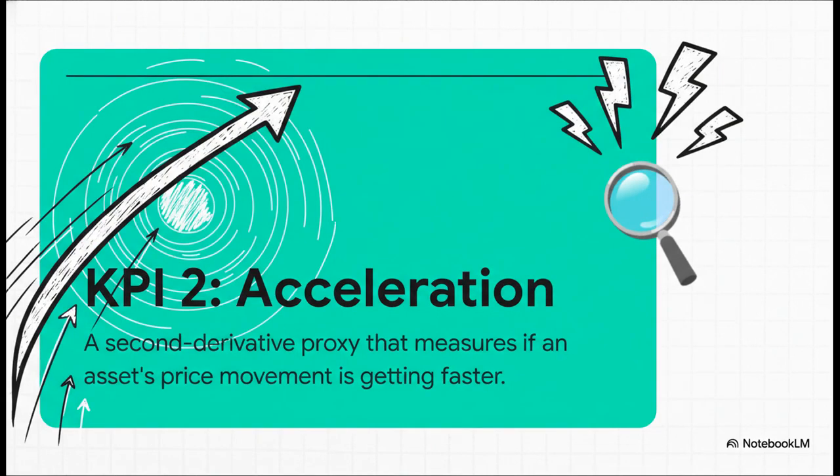Next, we've got acceleration. Now, mathematically, this is what's called a second derivative proxy. But what that really means is it's not just measuring speed, it's measuring the change in speed. It answers the question, is this price move getting faster? Because an accelerating climb is a huge red flag for an unsustainable parabolic move.